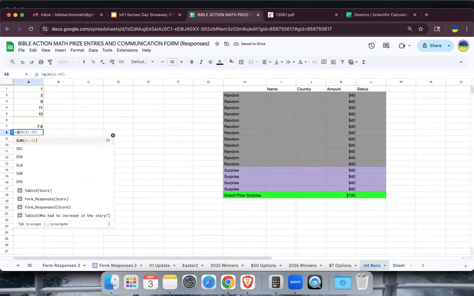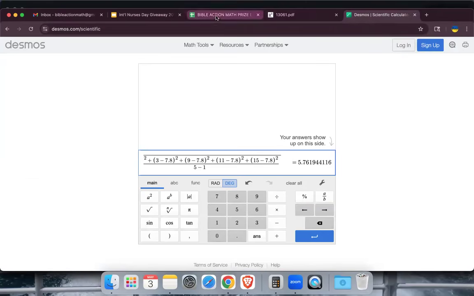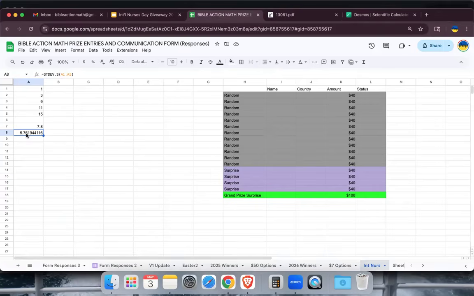I want equals STDEV.S tab, all of that. Okay. So they got the same 5.88 I got. So we probably didn't mess up.